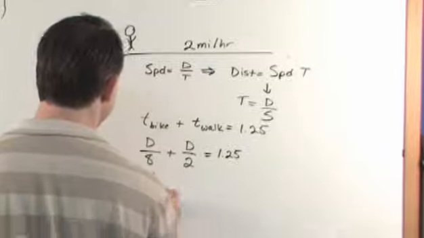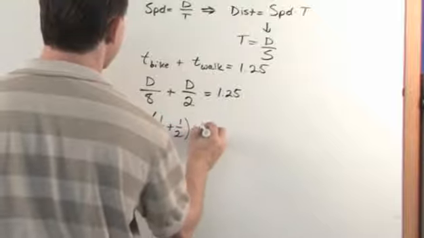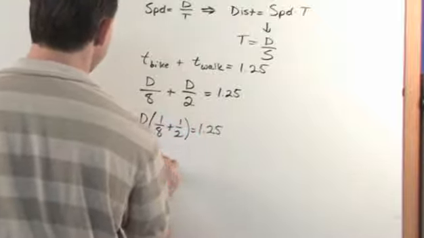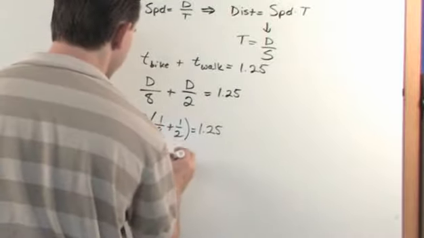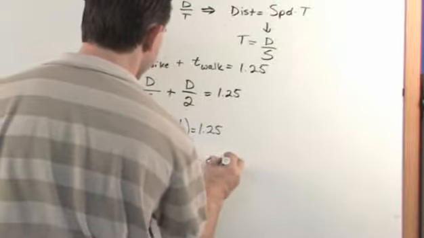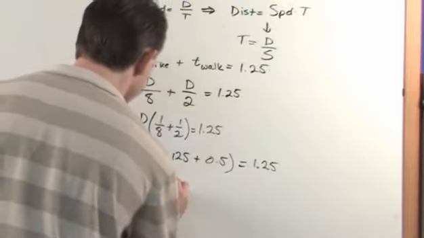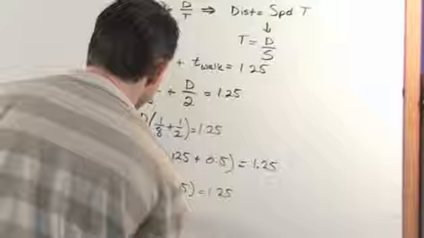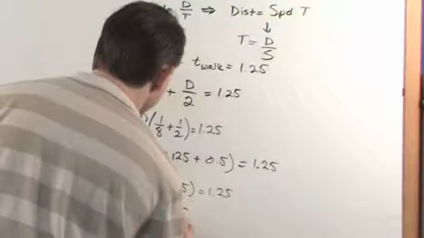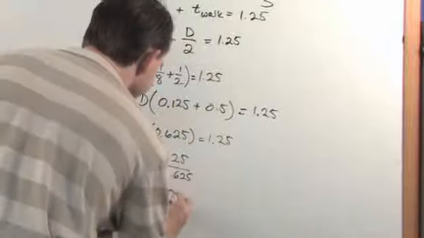You take the d, we're going to factor out the d. 1/8 plus 1/2 is equal to 1.25. And then on the inside, it's easier just to go ahead and do this in terms of decimals. You're going to have 0.125 plus 0.5 is equal to 1.25. So on the inside here, you're just going to have 0.625 is equal to 1.25. And so then the distance is just simply going to be 1.25 divided by 0.625. And so the distance is going to be 2 miles.